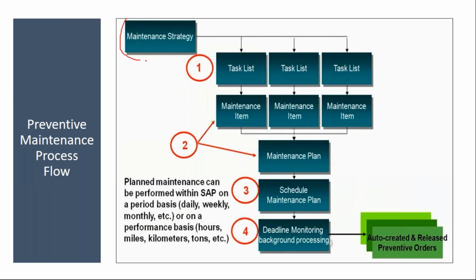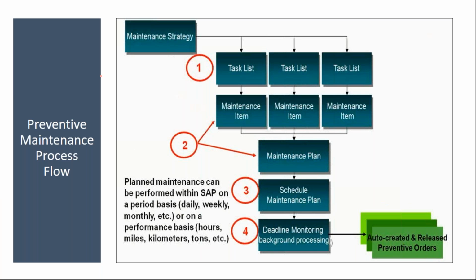First, you need to create the maintenance strategy. We will discuss subsequently what this maintenance strategy is, why it is used, all those things. Then this maintenance strategy is assigned to the task list. They will create the task list; tomorrow we will go to this task list. And once the task list is created, then they will create the maintenance plan. In this maintenance plan, they will assign the task list. And when the maintenance plan is scheduled, automatically the system generates an order, a preventive maintenance order.